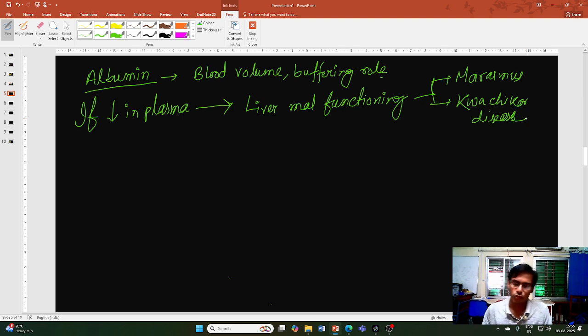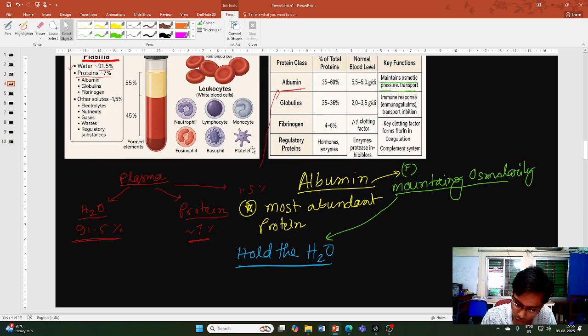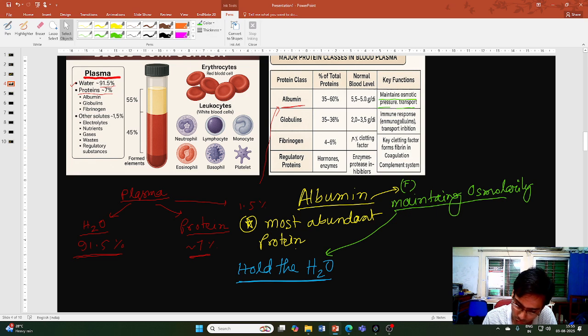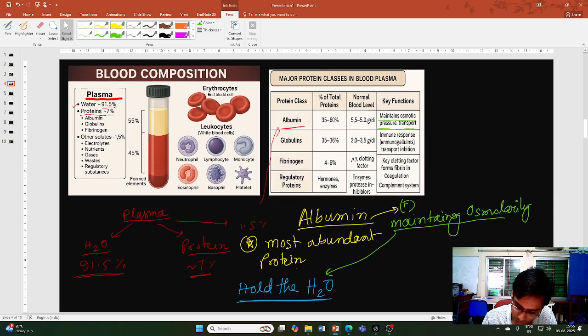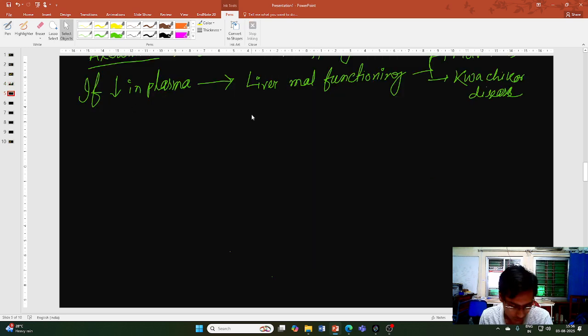Now we are going to the globulin. In the previous slide you can see that globulin is about 35 to 36%. The blood level is 2.0 to 3.5 gram per dl. Its main responsibility is immune function. It regulates the immune response. Which kind of molecule, that we will discuss. Generally four types of globulin are present.